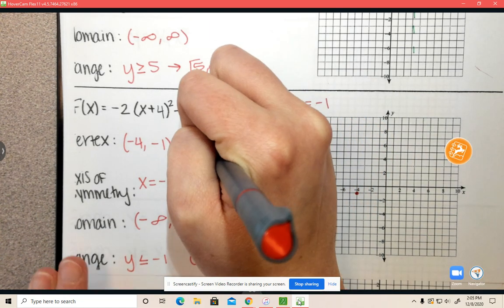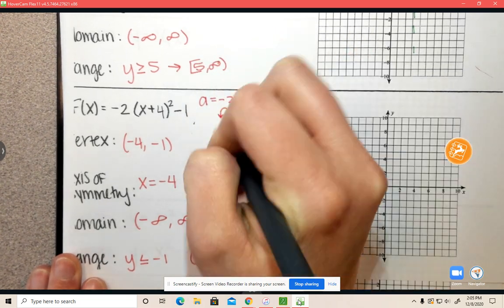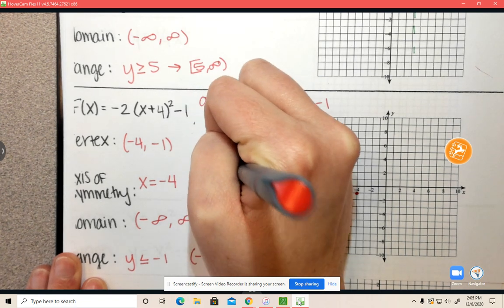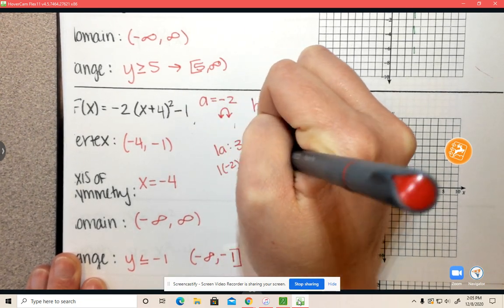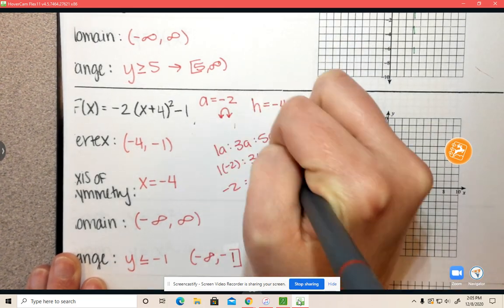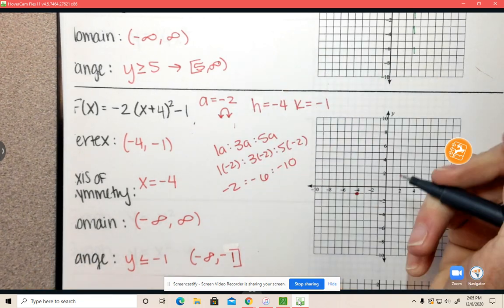Then we're going to use 1A, 3A, 5A. So this time our A is -2. So 1 times -2, 3 times -2, and 5 times -2. So that's -2, -6, and -10. All right?